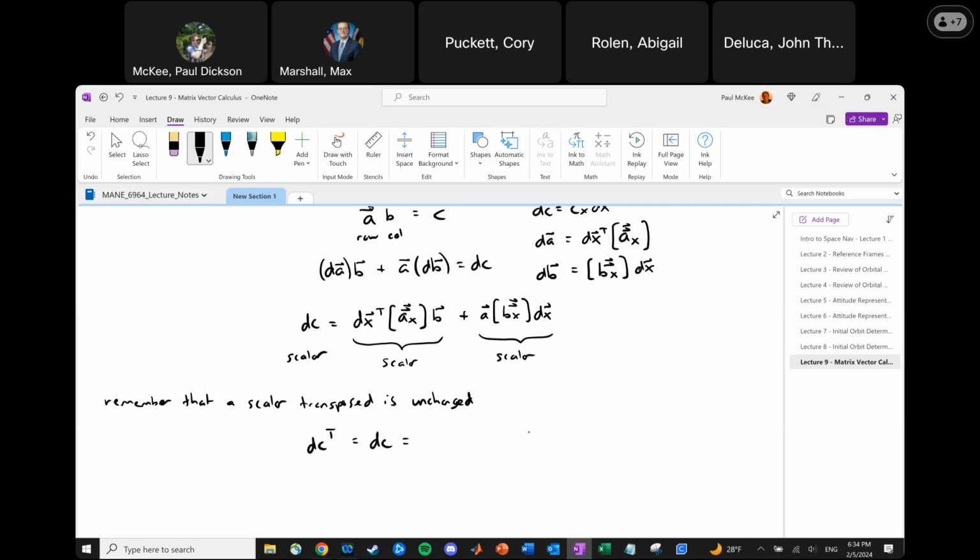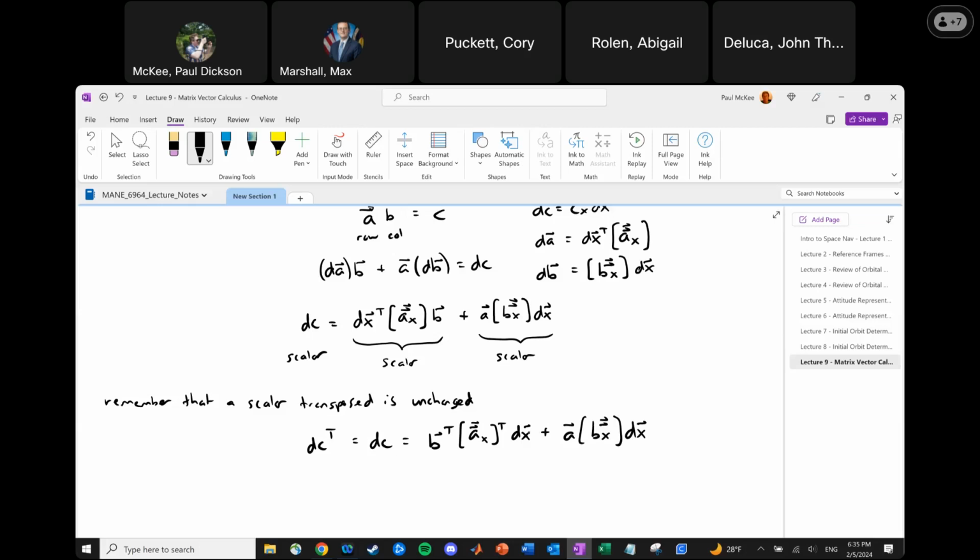Well, if we transpose each of these terms, remember that that flips the order. So the first term becomes B transpose A sub x transpose dx plus the second term. If it's a scalar, we don't have to take the transpose of this term. We can leave this as A B sub x dx. That's perfectly allowed, right?